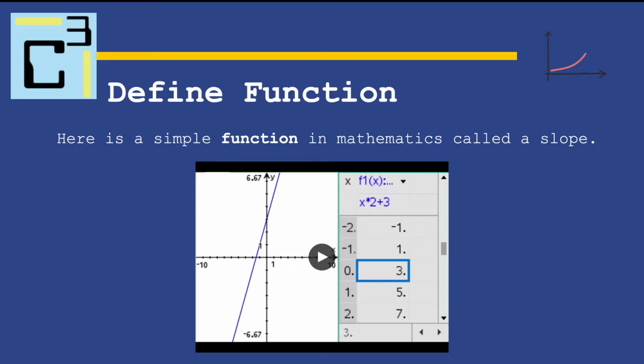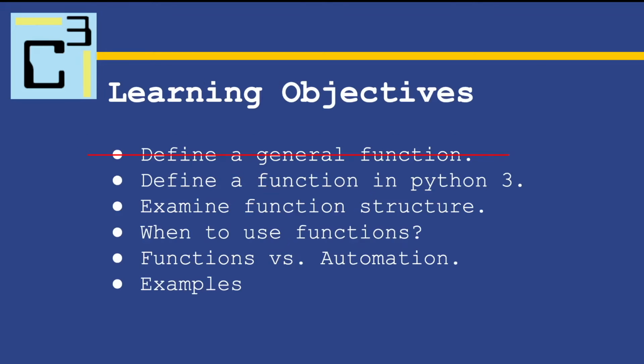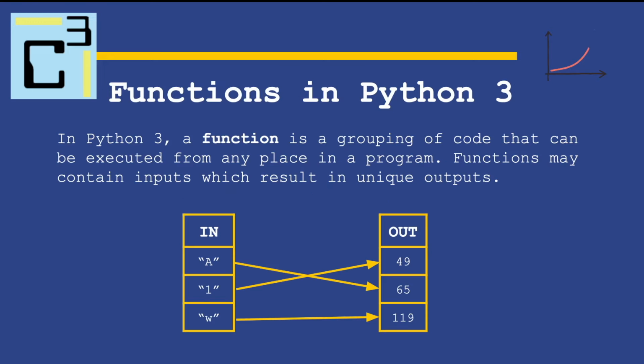But a function is a set of instructions that, based on the input, will give you a unique output. Cool. So that is a general function, whether in the real world, it's just a process or set of steps in a system. And in mathematics, it is a relation of numbers. One unique input equals one unique output. So let's go ahead and define a function in Python 3.